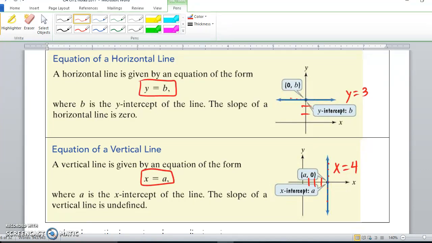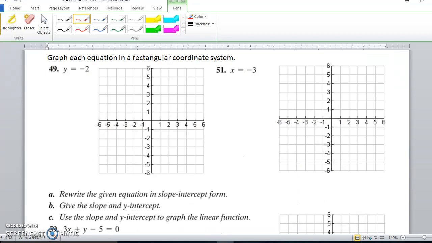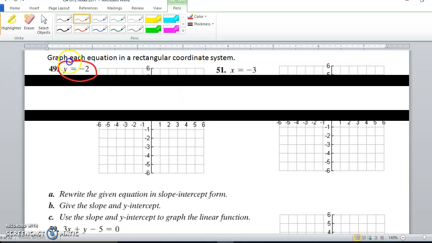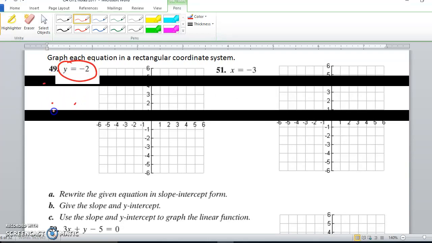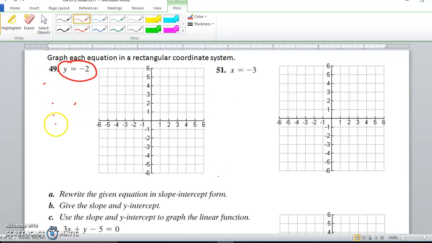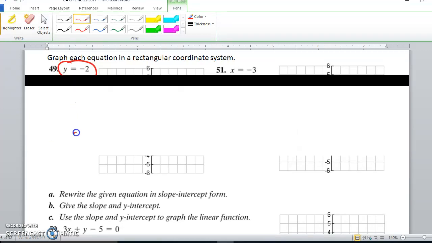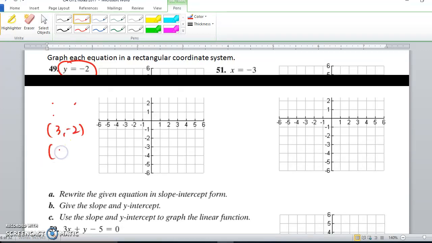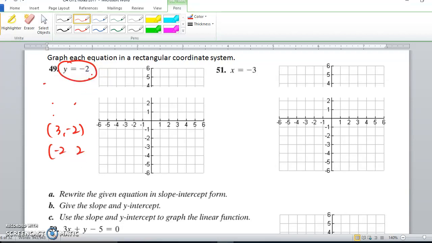Okay, so now we're going to graph a couple of these, and then I'll probably start a new video in just a second. So right here, y equals -2. It doesn't matter what x is. Y is going to be -2. So whether x is 3, y is still -2. Or if x is -2, y is -2. So it doesn't matter what x is, y is always going to be -2. And so you have to at least get 2 points to graph it. So 3, -2 is right there. And then -2, -2 would be right there.